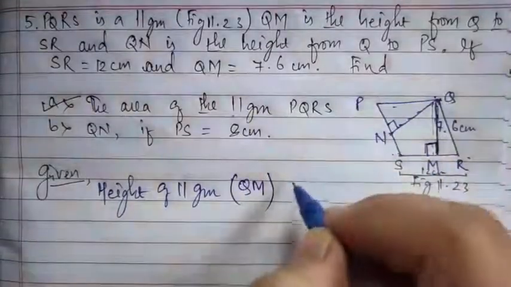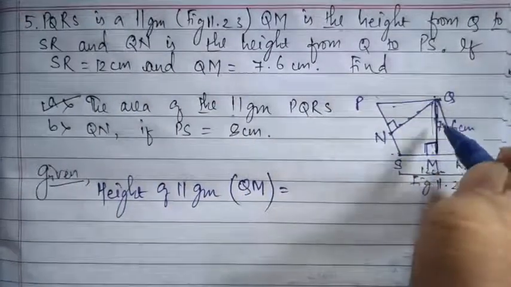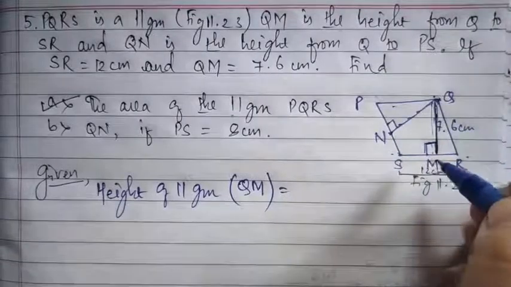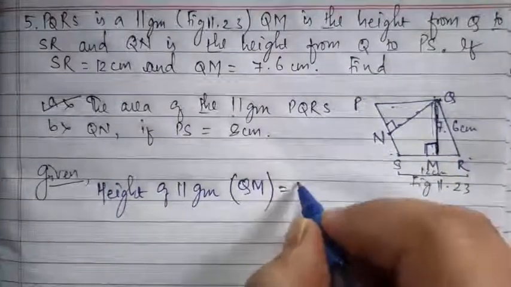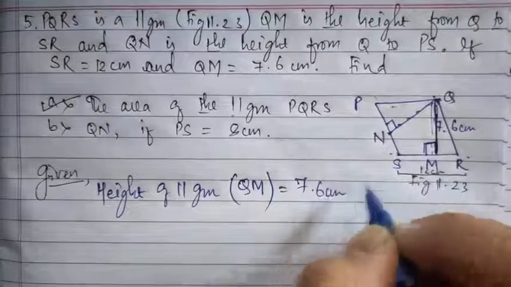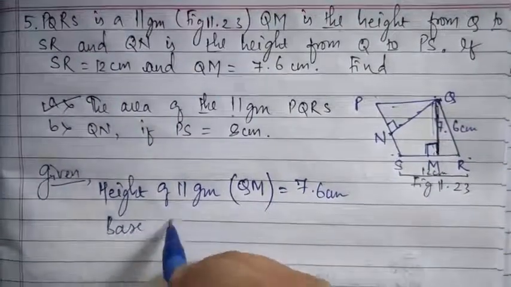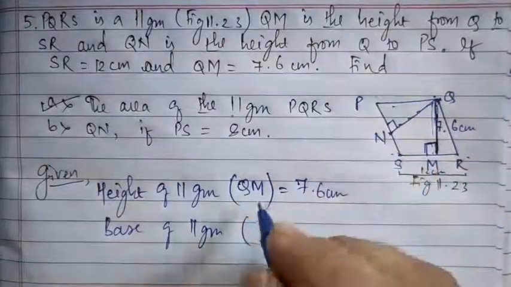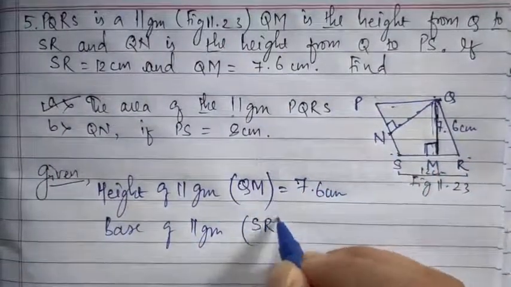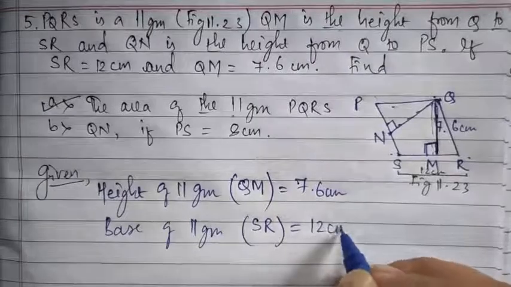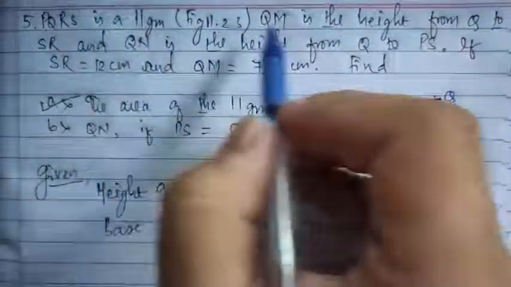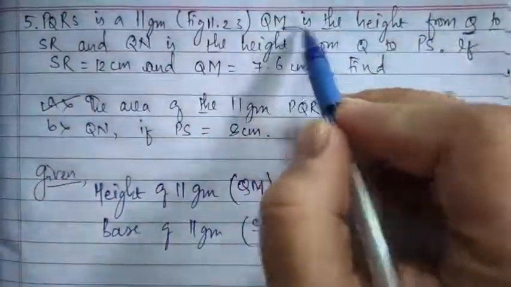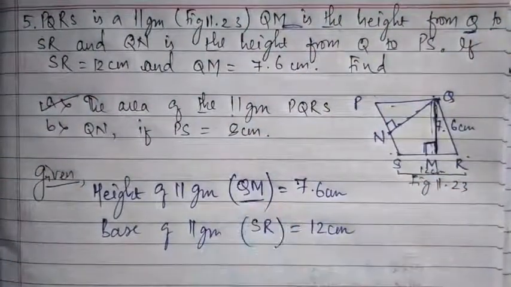So I hope you have understood which one should be considered as a height. The one which is standing on the ground or the base. So QM is equal to 7.6 centimeter. And which one should be considered as a base? Whichever is lying on the ground. So SR is your base, which is 12 centimeter. It is already given in the question that QM is the height, so we can write QM as the height.